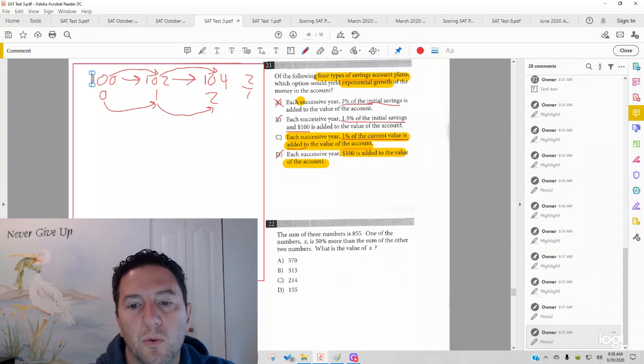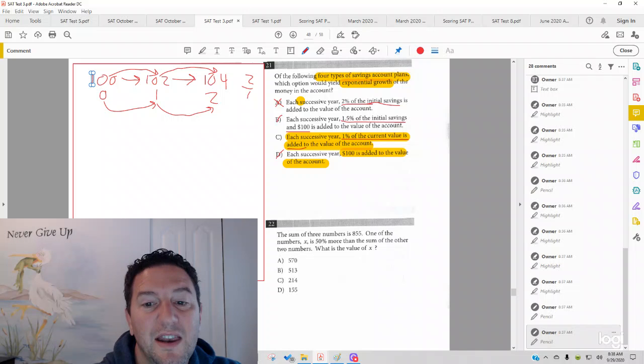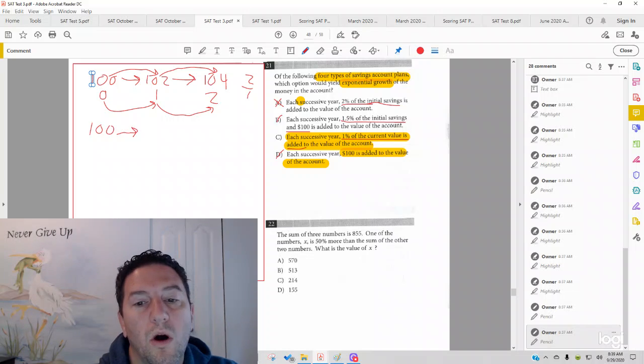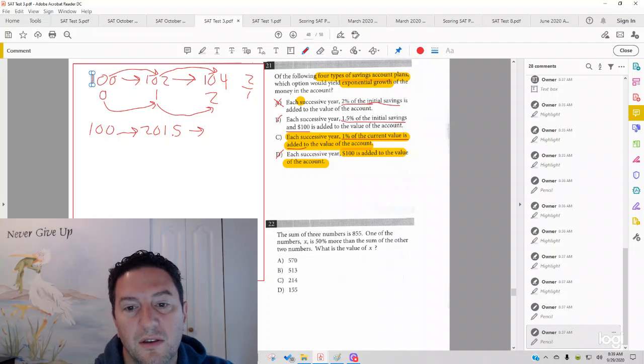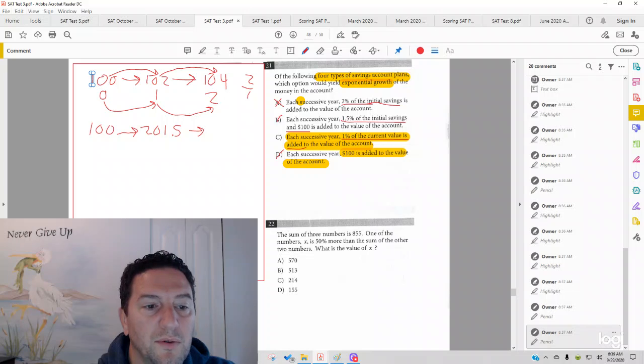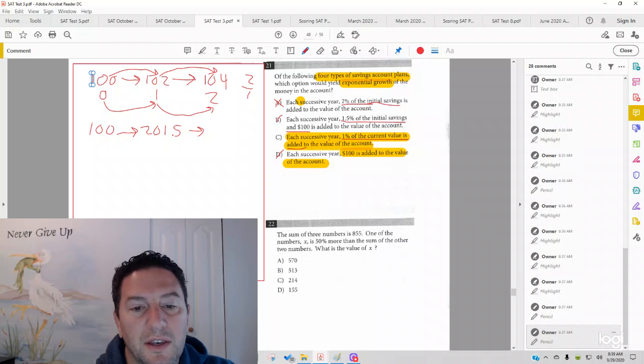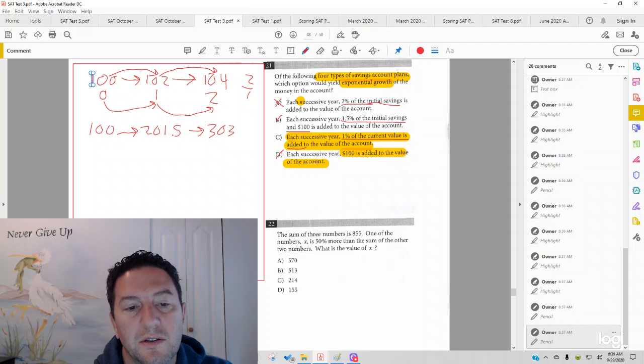Answer choice B, each successive year 1.5% of the initial savings and $100 is added. So again, if you start with 100, 1.5% of the initial savings would be $101.50 plus 100 is going to be $201.50. And then the year after that, what would it be? It says 1.5% of the initial is increased. So that would be another $1.50 on top of it. So you would be at $203 at that point. But then it would wind up being $303 because you add that $100.